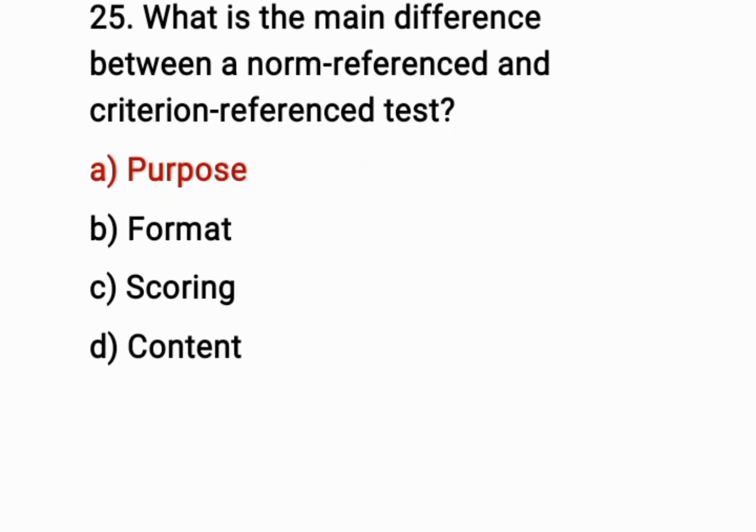Okay, question number 25. What is the main difference between norm reference and criterion reference test? The correct option is A, purpose.